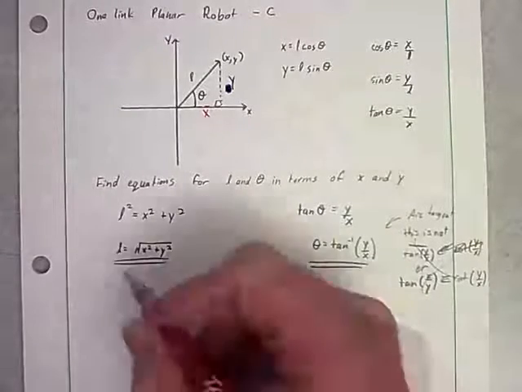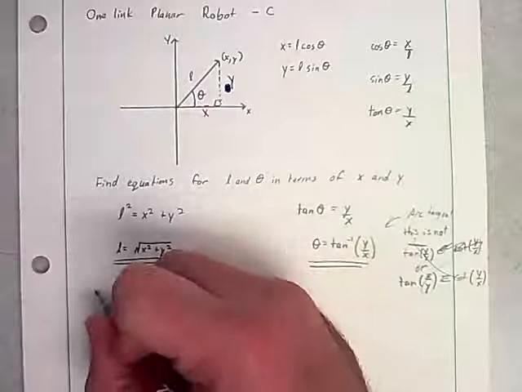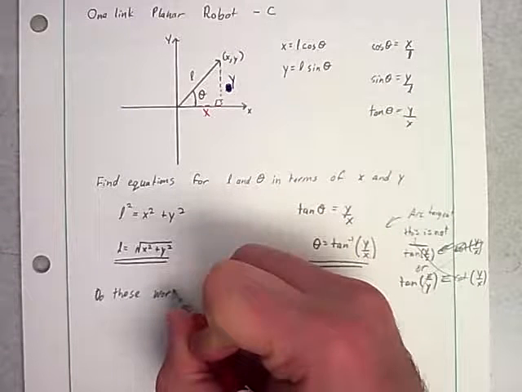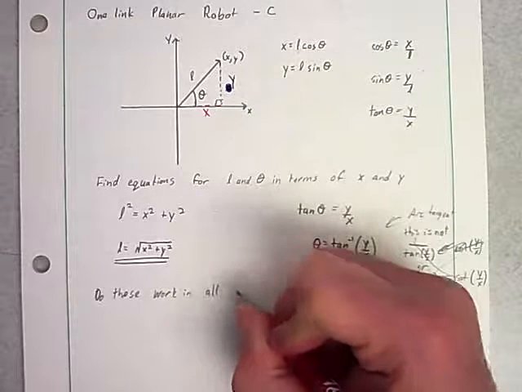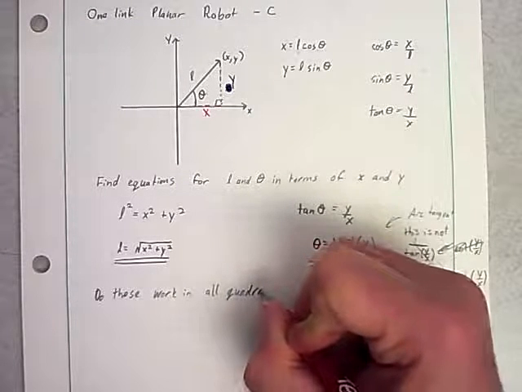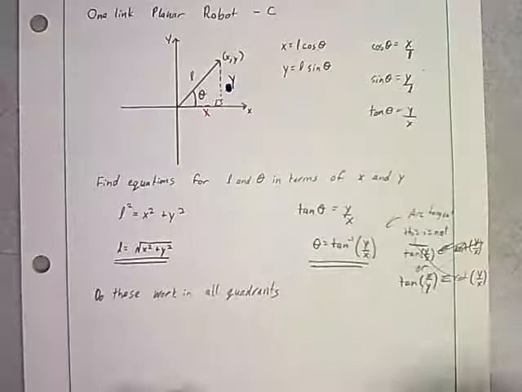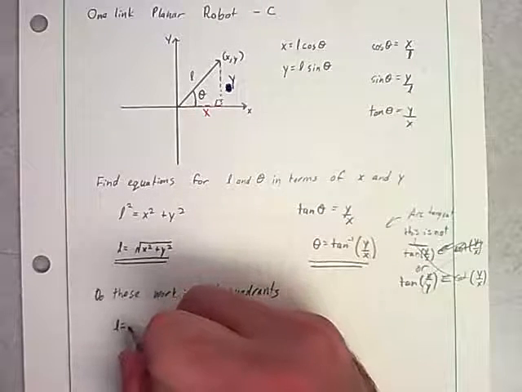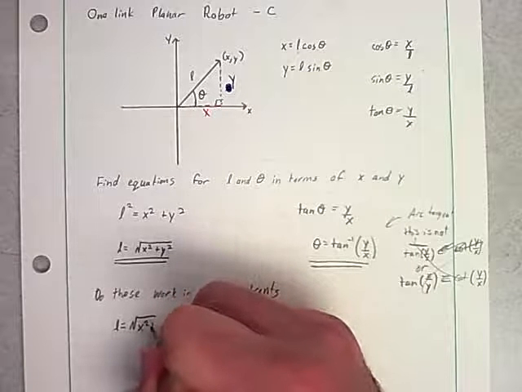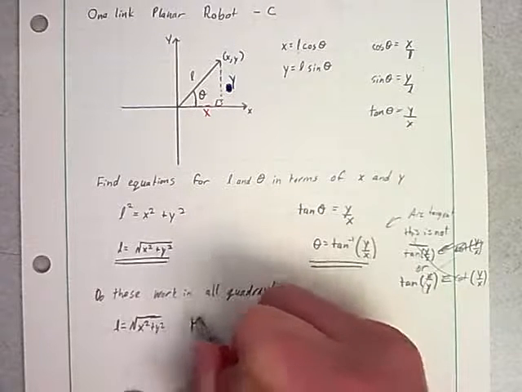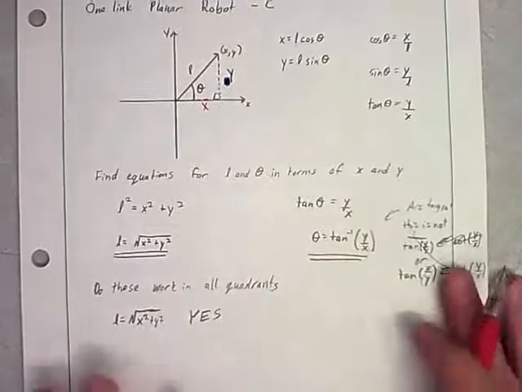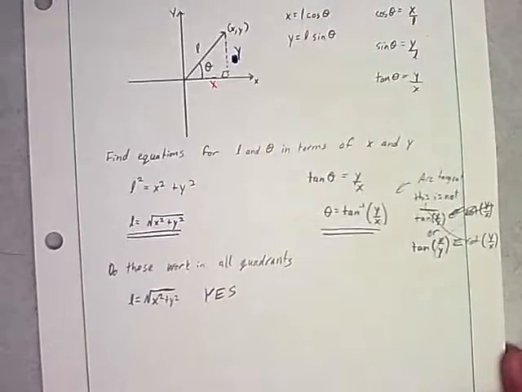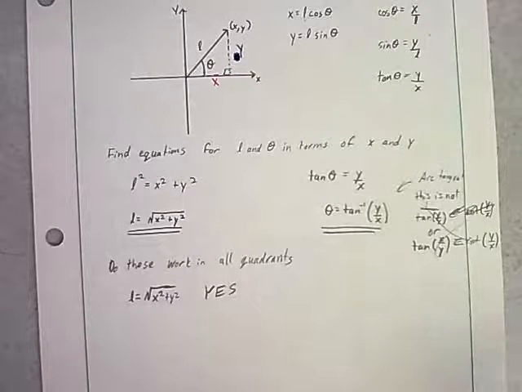Now the question is, do these work in all quadrants? For L equals the square root of x squared plus y squared, yes. No matter where we are, it's going to get us a positive number, and since the magnitude of L is a positive number, that works out.